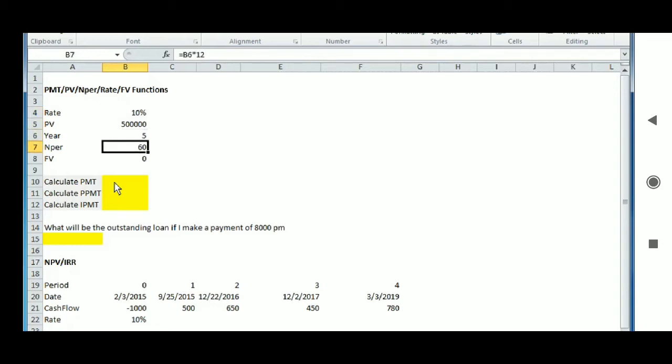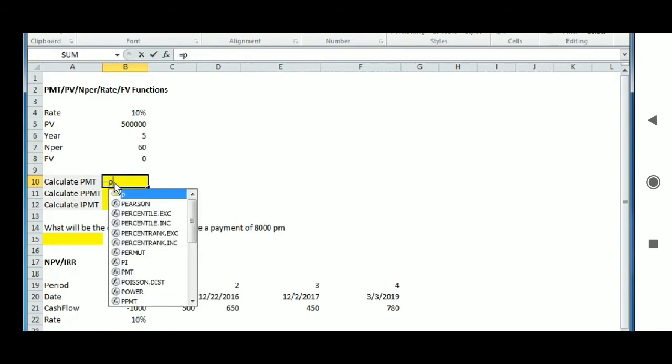So if it's a monthly installment, the NPER stands for number of periods. So number of periods will become 12 into 5, that is a year into months per year. My future value is 0. That is, the entire amount will go as a part of EMI and nothing will be outstanding at the end of the last payment. So given this data, I want to calculate what is the monthly payment which will make sure that my loan gets repaid in 60 months.